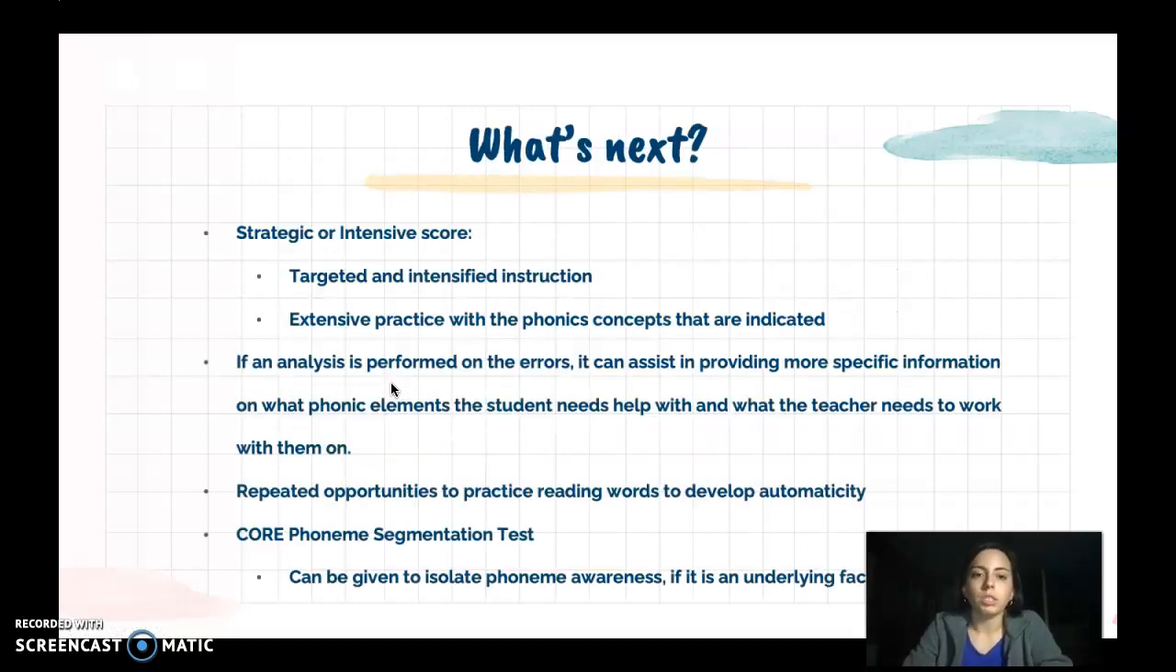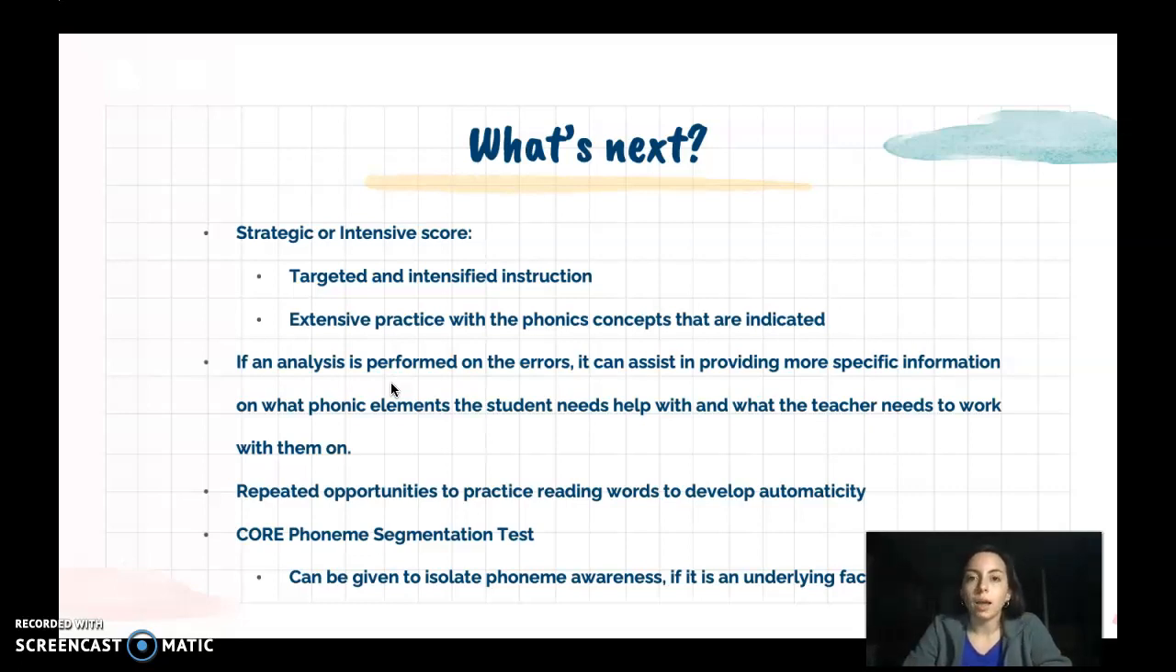So if they score a strategic or intensive score, targeted and intensified instruction will be needed. Extensive practice with the phonics concepts that are indicated will be needed as well. If an analysis is performed on the errors, it can assist in providing more specific information on what phonic elements the student needs help with and what the teacher needs to work with them on. Repeated opportunities to practice reading words to develop automaticity.